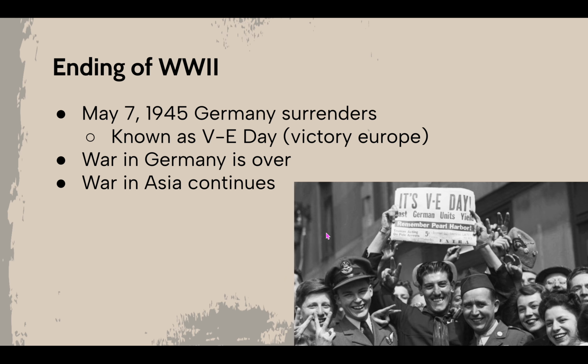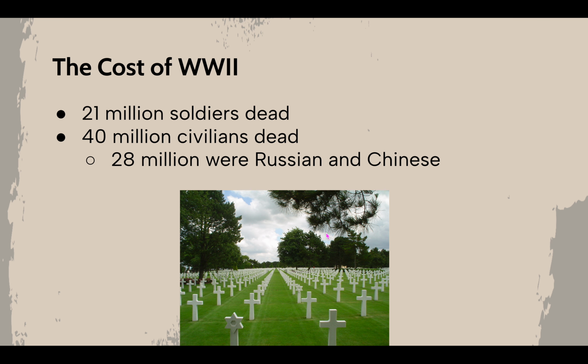So on May 7th, 1945, Germany surrenders. This is known as VE Day, or Victory in Europe Day. The war in Germany is over, but the war in Asia still continues. All right, so we wrapped up what the end of the Asia war looked like with the atomic bomb and stuff like that in the last lesson. So that's the ending of World War II.